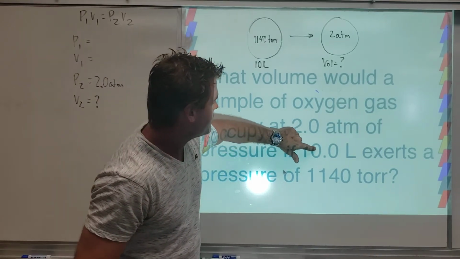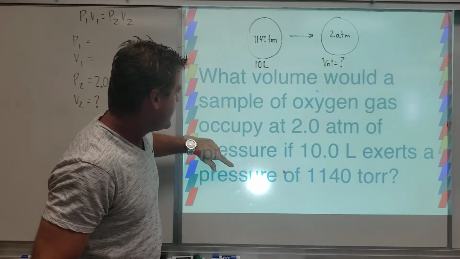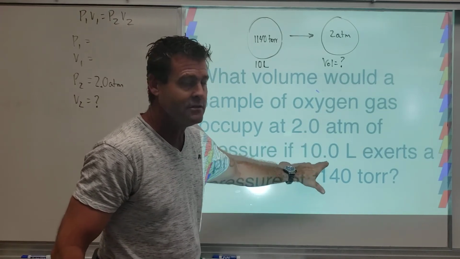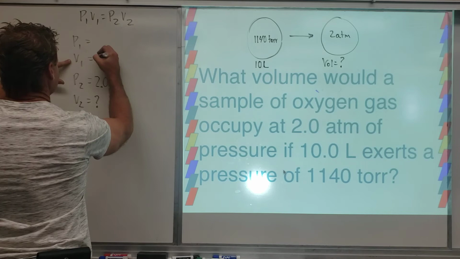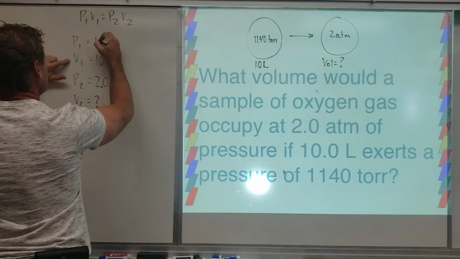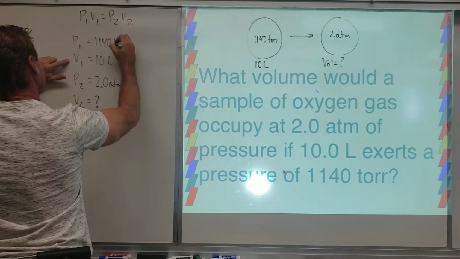If 10 liters exerts a pressure of 1,140 torr, it should be quite evident that these two values go together. So V1 is 10 liters, and my P1 was 1,140 torr.